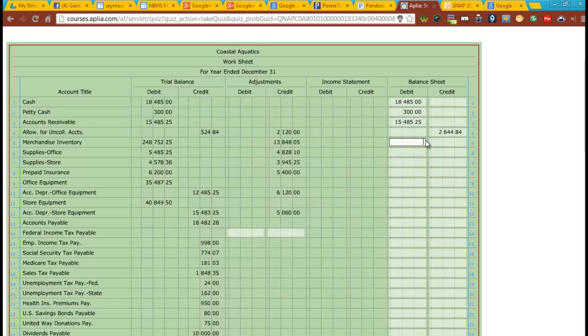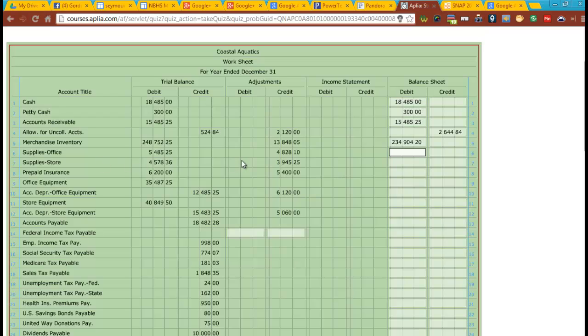Now, for merchandise inventory, I need to take my 248,752.25 and subtract my adjustment of 13,848.05. And that is going to give me a debit or credit balance. Because your debit is bigger, I have a new debit balance of $234,904.20. Agreeing?